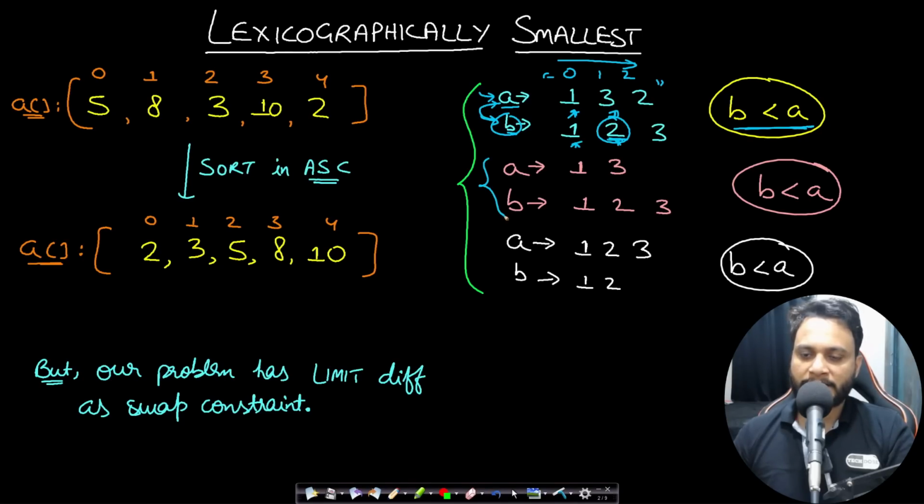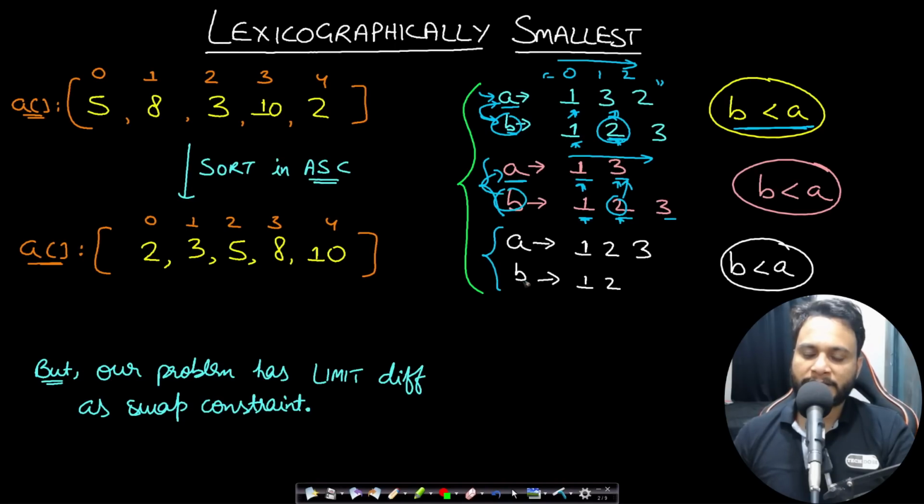If you look at the second example, in array A you have values 1, 3. In array B you have 1, 2, 3. If you move from left to right matching, you will find that the first element is matching, but the second element is not matching, and 2 is less than 3. Therefore B, which is 1, 2, 3, will be less than A.